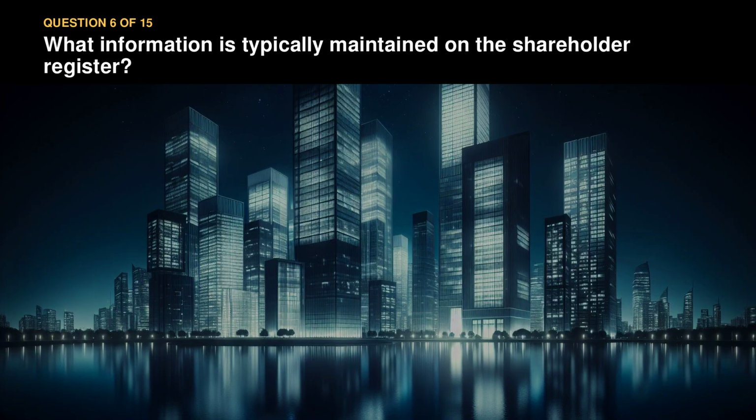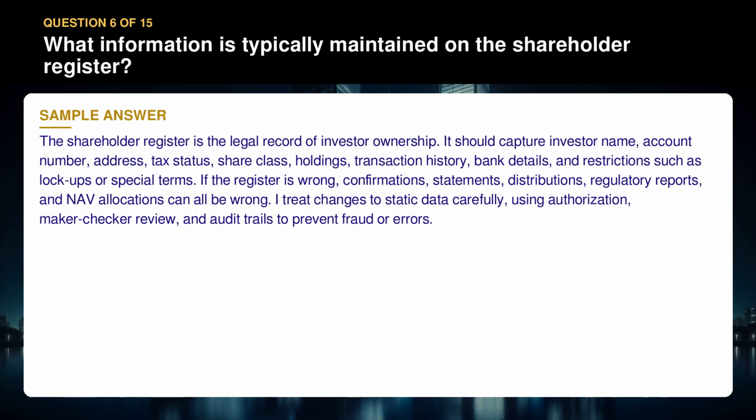Question 6. What information is typically maintained on the shareholder register? The shareholder register is the legal record of investor ownership. It should capture investor name, account number, address, tax status, share class, holdings, transaction history, bank details, and restrictions such as lockups or special terms.